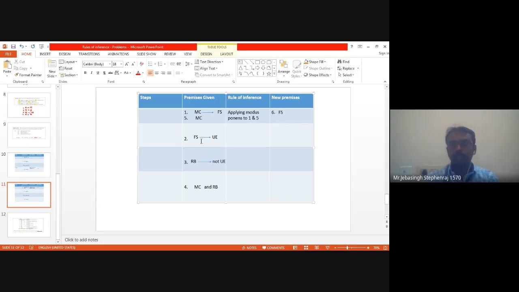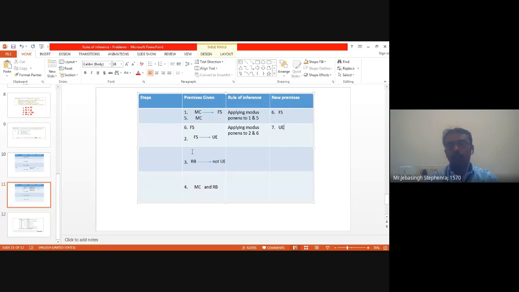Now I can combine the second premise and the sixth premise, and I can get a new premise using the same rule. I'm going to use the sixth premise. I'm going to apply modus ponens to 2 and 6. What will be my conclusion? From 2 and 6, I get a new premise which I call UE. This is applying the same rule, modus ponens, to 2 and 6.